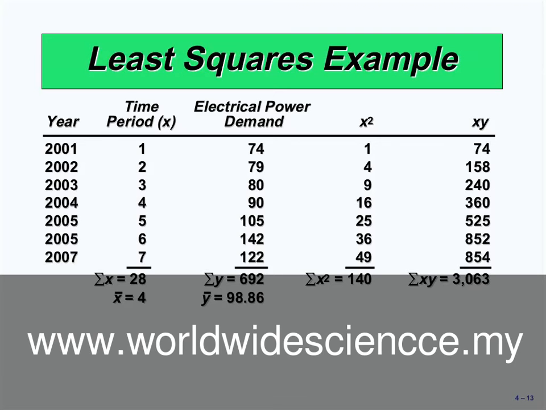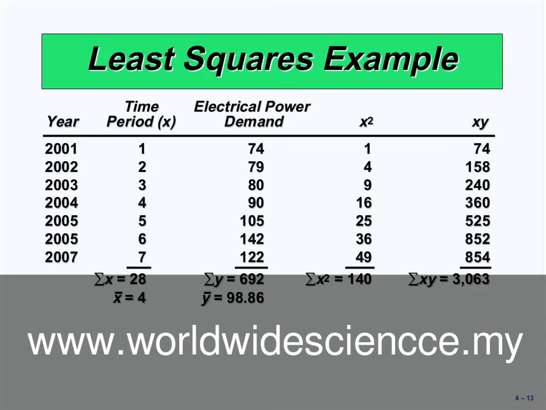for example, in a power plant factory. In the power plant factory, the operation manager wants to forecast the demand for after 2007. For example, 2008, 2010, 2015, 2020, and something like this. The electrical power demand is clear here. For example, in 2001, the electrical power demand was 74,000 kilowatts. In 2002, the electrical power demand was 79,000, and 2003, 80, 2004, 90, and something like this.